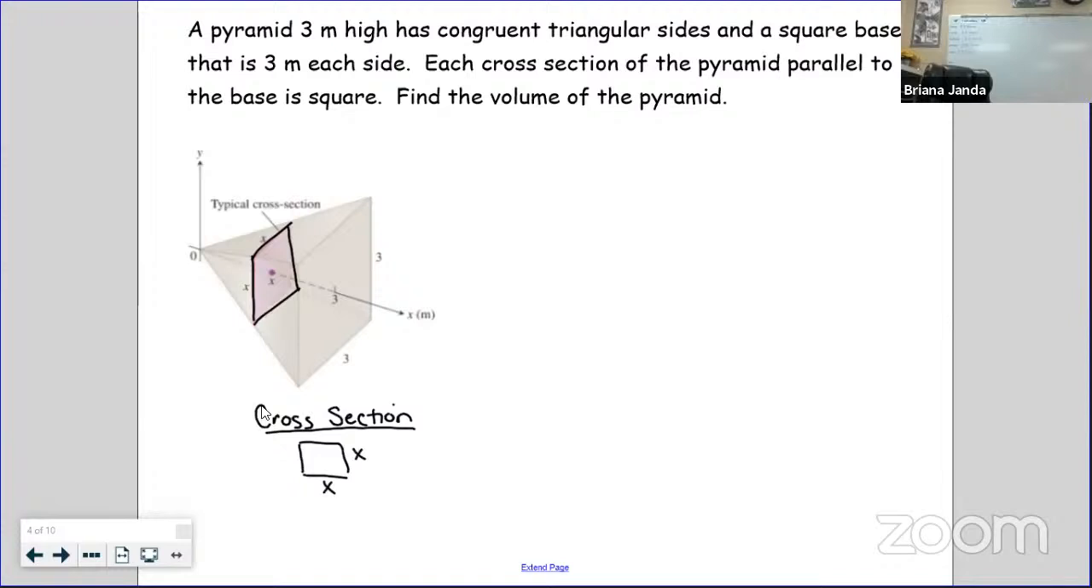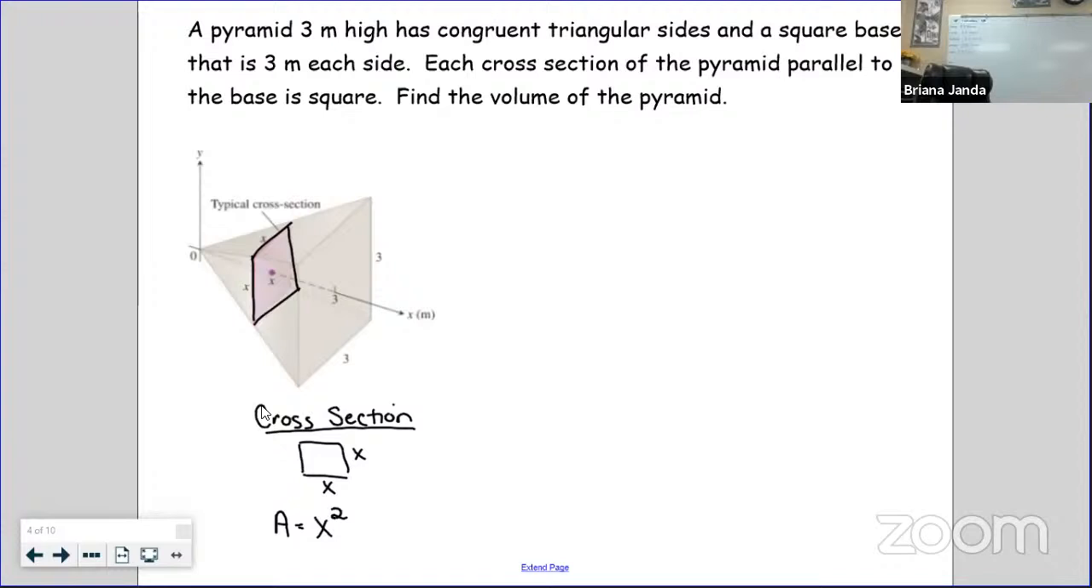And what you're going to do is visualize that cross section for yourself, either through the picture or through the information or through the function, which they didn't give us. But we are going to find the area equation for that cross section. So our area then of this one, pretty straightforward, is just x squared. So that's where you're going to start all of these. Just identify for yourself the shape of the cross section and its area.